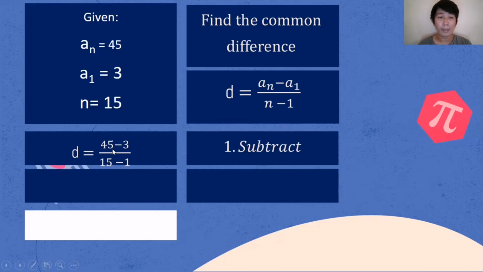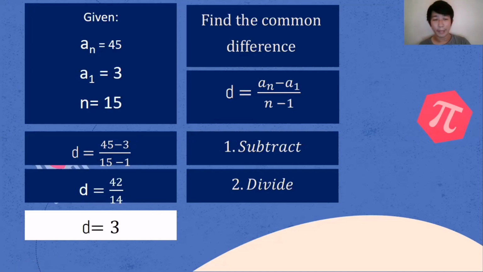First process, subtract. 45 minus 3, that is 42. 15 minus 1, that is 14. As simple as that. We subtract. Then the last process, divide. 42 divided by 14, the answer will be 3. So the common difference of the given arithmetic sequence is 3.